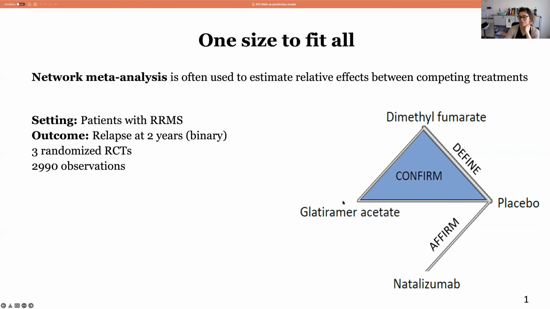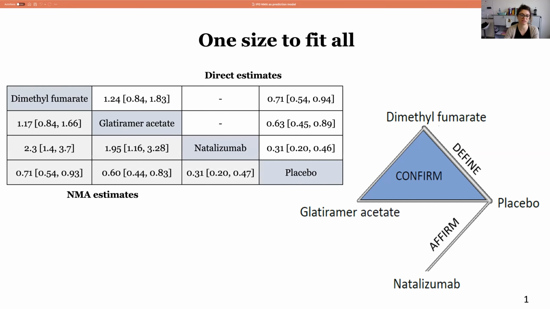You see on the right-hand side a network with 3 active treatments: glatiramer acetate, natalizumab, and dimethyl fumarate, that can be compared either between them in the study called Confirmed or with placebo in the study called Define and Affirm. The outcome we will be looking at is a relapse at 2 years. And we have, as you see, 3 randomized trials and data on nearly 3,000 observations from patients.